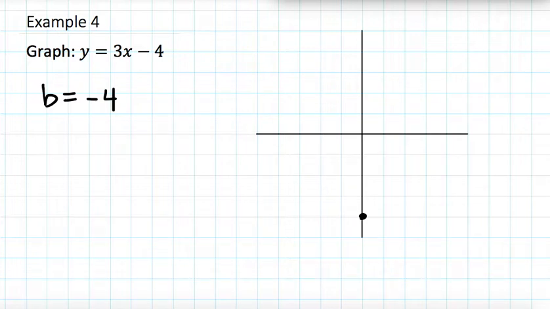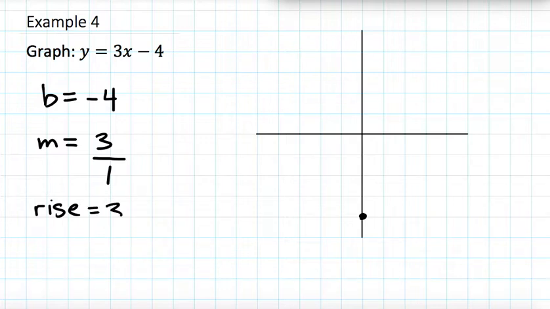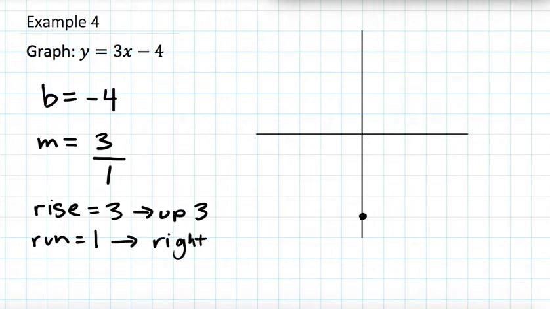My m in front of x here is +3. Now, this is not a fraction. If we have a whole number and we need to write it as a fraction, then the denominator of the fraction is 1. So 3 over 1 is the same as 3. And what I do with this is this tells me that my rise is always the top number. So my rise is 3. That means I'm going to count up 3 from my initial point, and my run is 1. That means I count to the right 1.